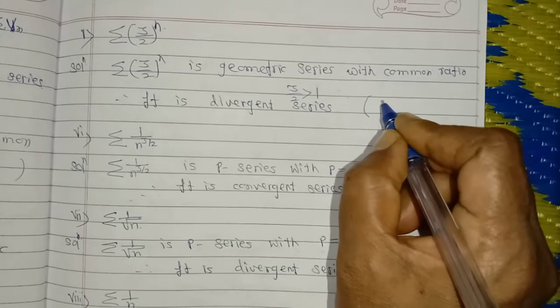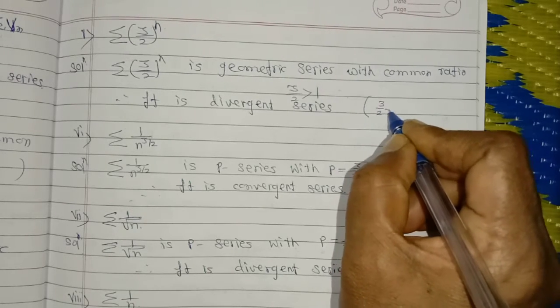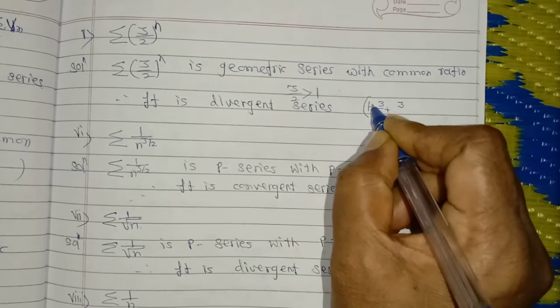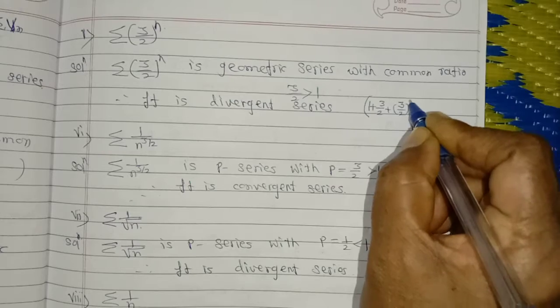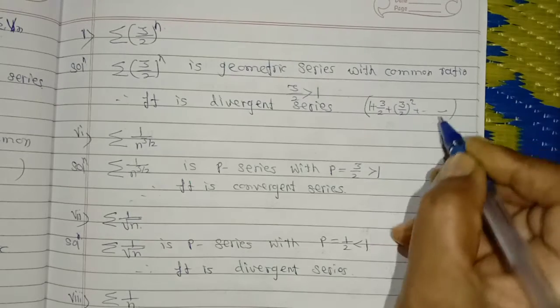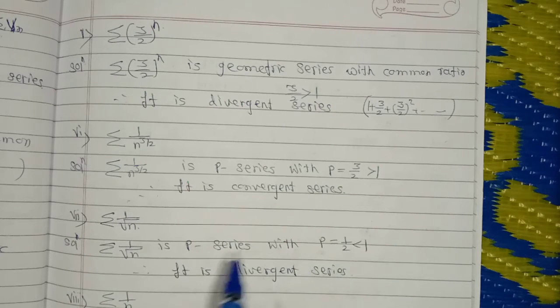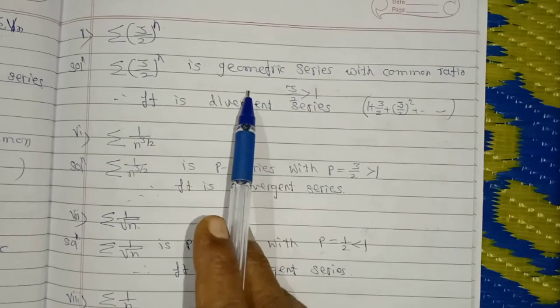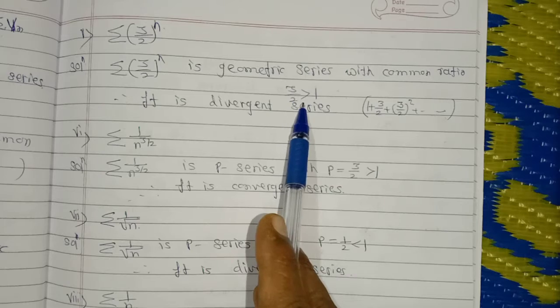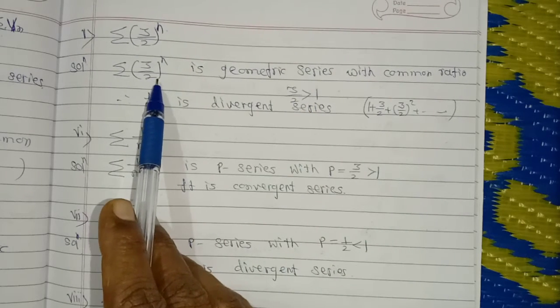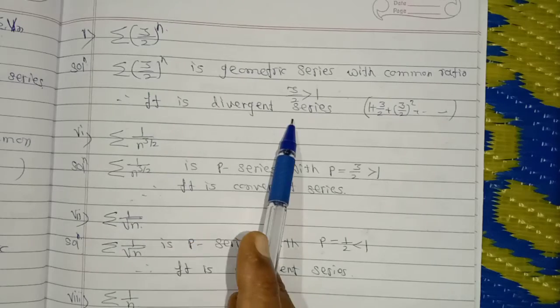Since this series is of the type 1 plus 3 by 2 plus (3/2)^2 plus dash dash dash. Here common ratio is 3 by 2, which is greater than 1, and by the result that geometric series diverges for common ratio greater than 1. Hence the given series summation (3/2)^n is divergent series.